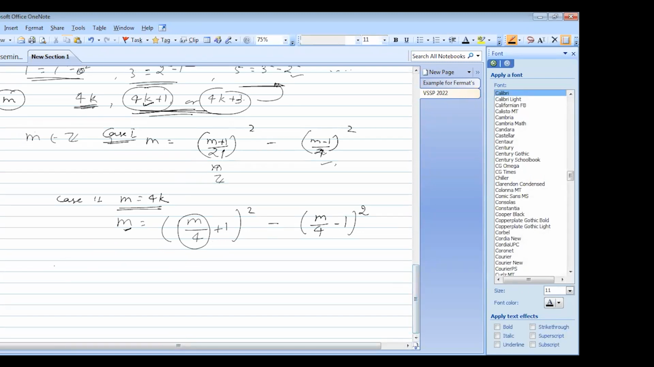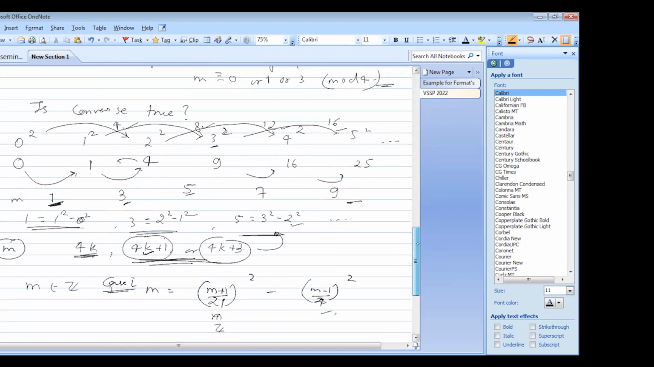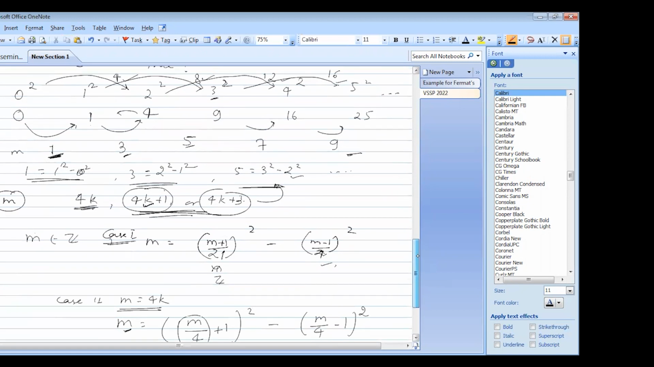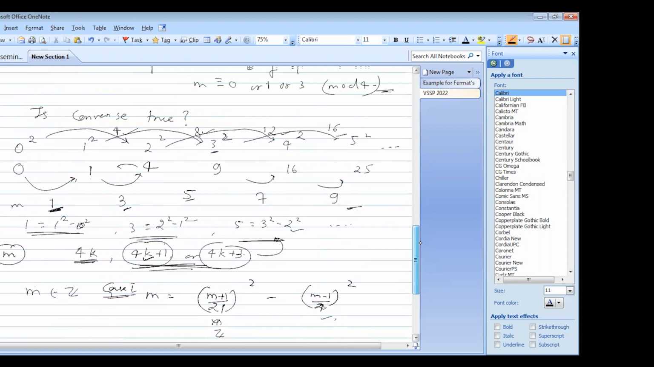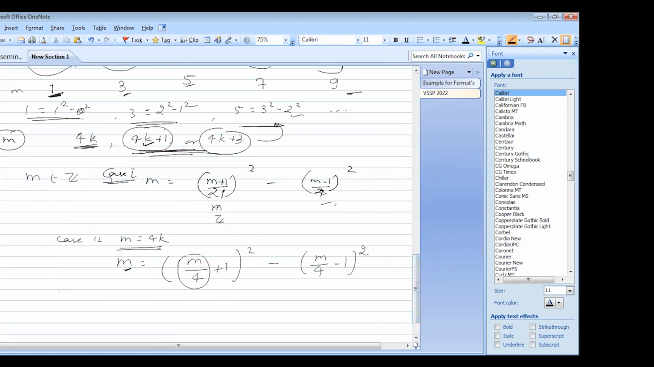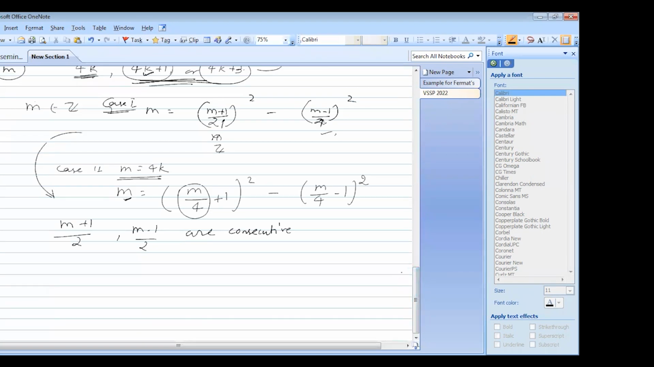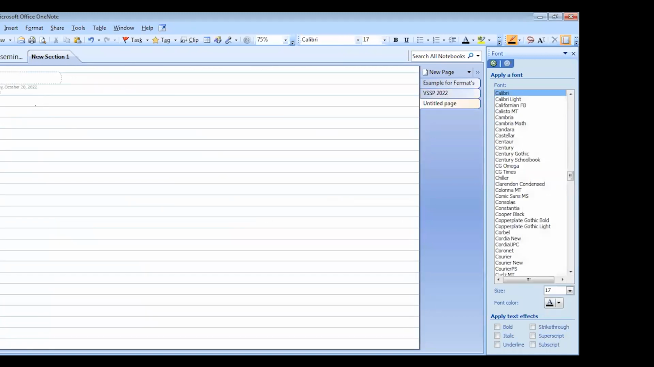Now, we are going to see one application of this. Before that, we will see one result here. Every odd number I can represent as a difference of squares of consecutive numbers. Here the thing I'm getting is m plus 1 by 2 and m minus 1 by 2 in this case, right? So these are consecutive. If m is odd, then these are consecutive.